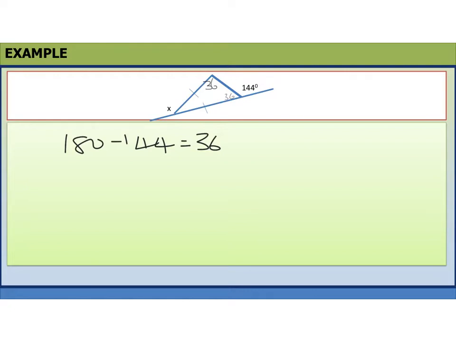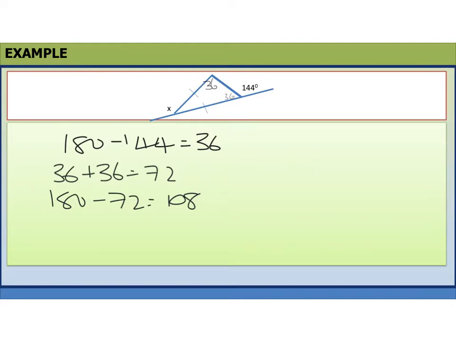And now we can do 36 add 36 is 72. 180 take away 72 is 108. Now that seems very strange. But it is correct. So what we're actually saying is that this angle here must be 108.